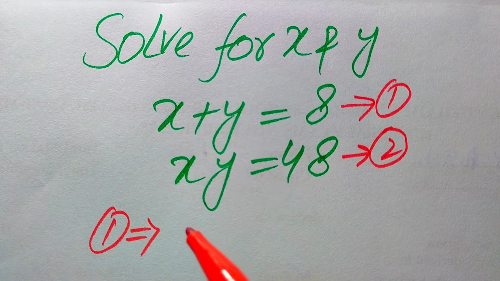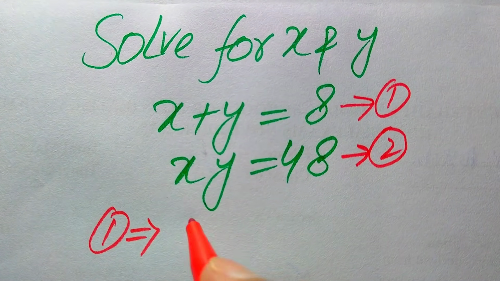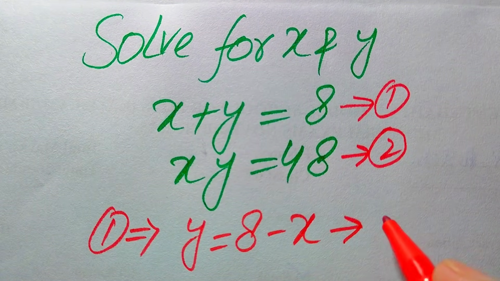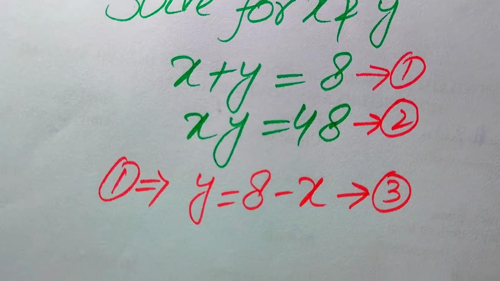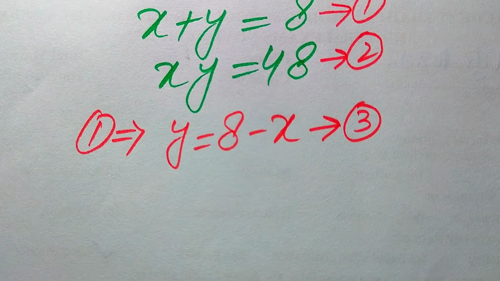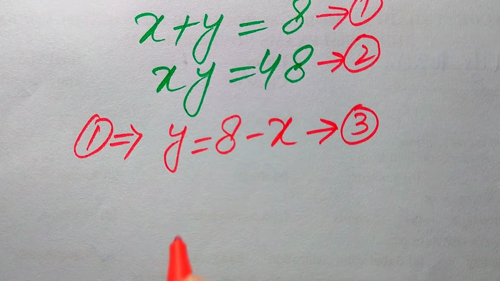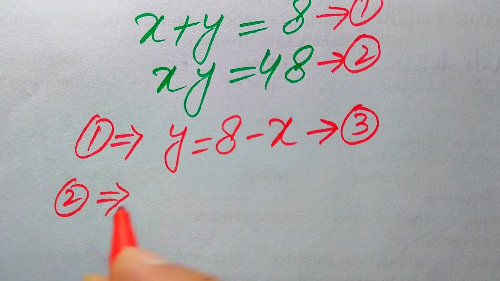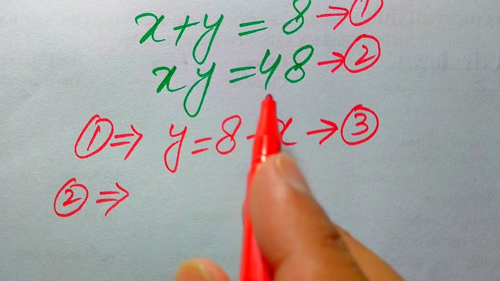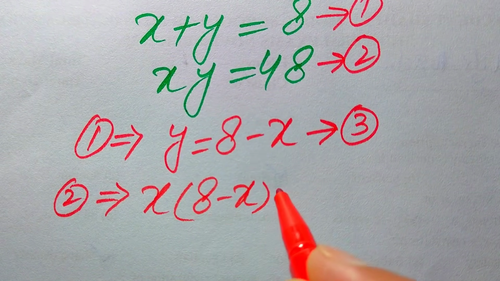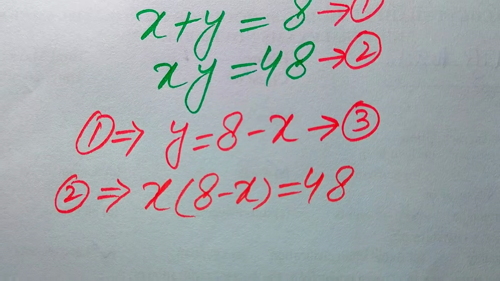1 implies that we move the term x to the right hand side and we get y equals 8 minus x, and we call this equation number 3. So here further we use this value of y in equation number 2, and equation number 2 implies that xy equals 48. We have the value of y, 8 minus x, so x times (8 minus x) equals 48.